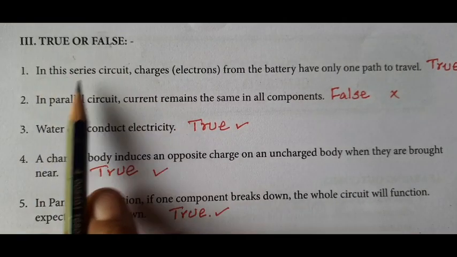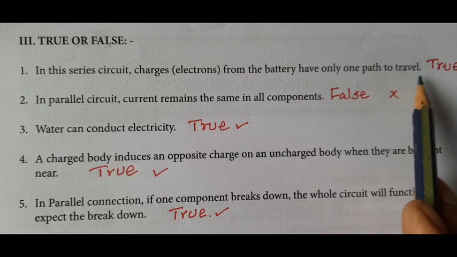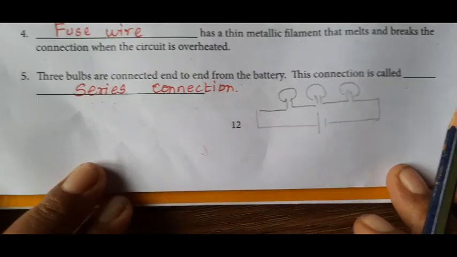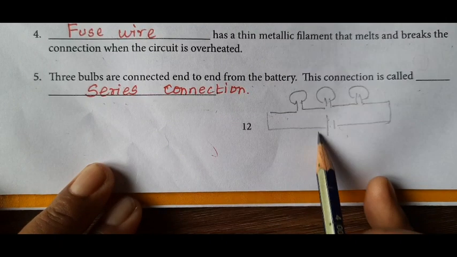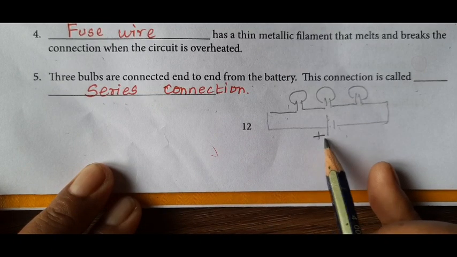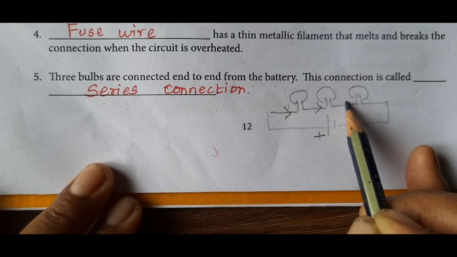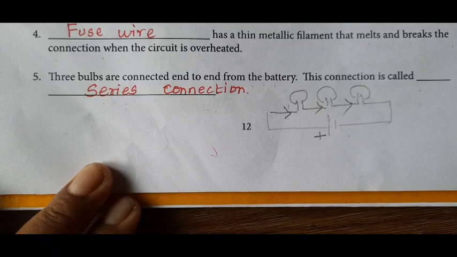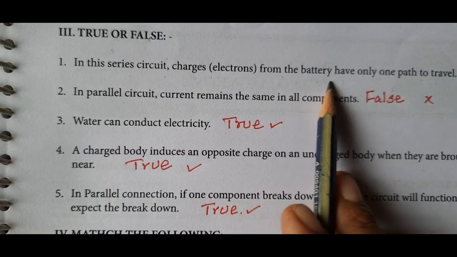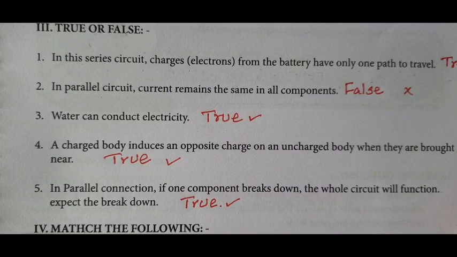Third Roman letter, true or false? In this series circuit, charges from the battery have only one path to travel. Yes, true. This is an example for a series connection. The current starts from positive to negative. So the current starts from positive and flows into the first bulb, second bulb and third bulb. So the current flowing from the battery has only one path to travel. So in the series circuit, the statement is correct, true.